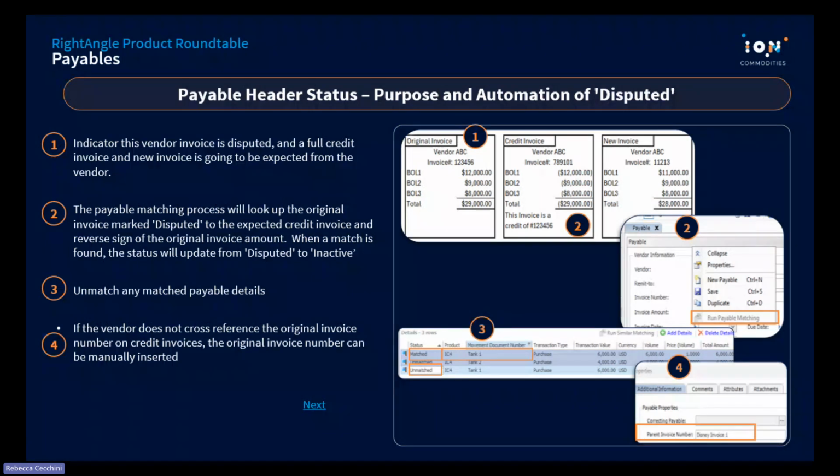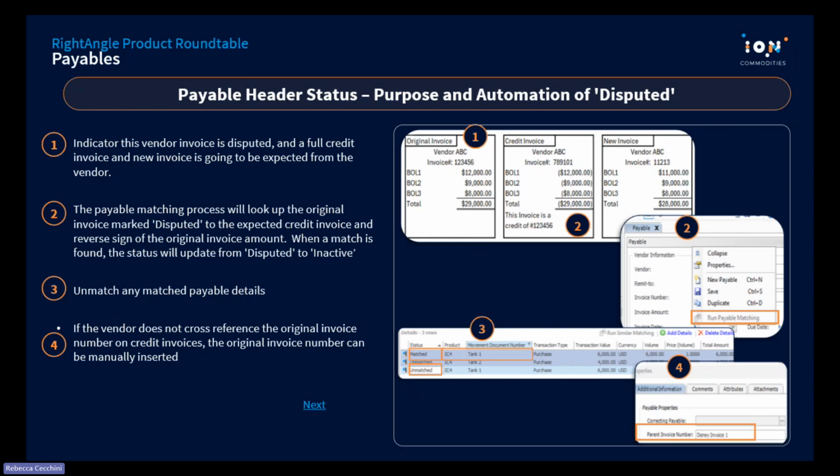So the disputed status is a status that you can set to indicate that an invoice is disputed and you're expecting a full credit and rebill invoice. As you can see in the image, we have our original invoice amount. We are expecting a full credit for that same amount, and then the new rebill invoice.